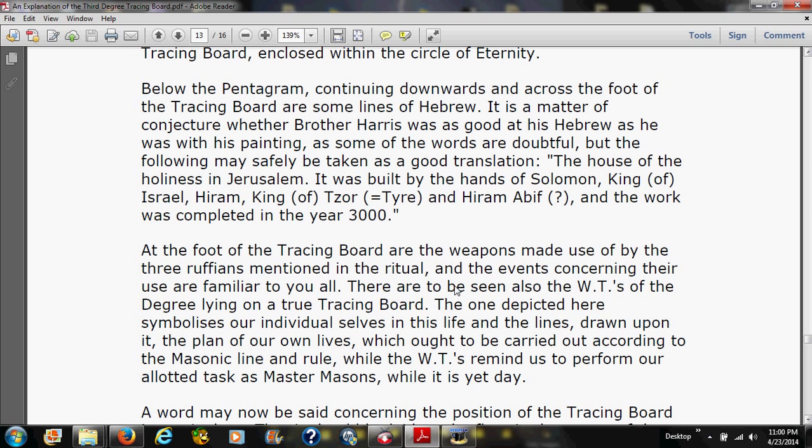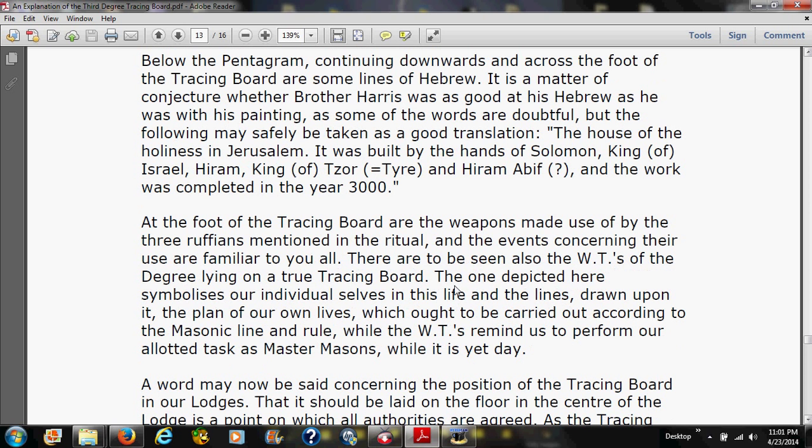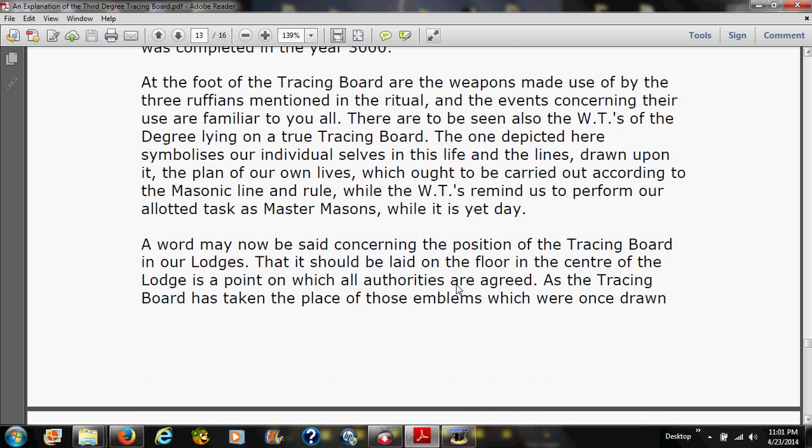There are to be seen also the WTs of the degree line on the tracing board. The one depicted here symbolizes our individual selves in this life and the lines drawn upon it, the plan of our own lives, which ought to be carried out according to the Masonic line and rule, while the WTs remind us to perform our allotted task as Master Masons while it is yet day.